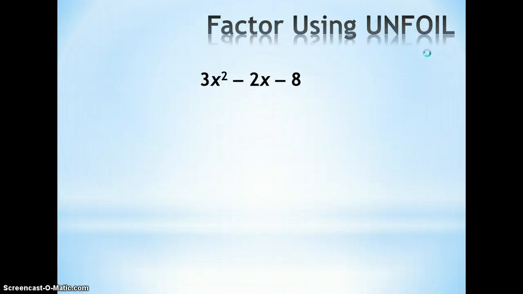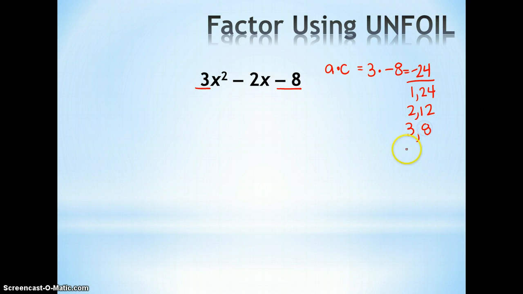So here's a second problem that I'm going to start for you, but I'm not going to finish. Remember, our first step is we want to take the a value times the c value. So 3 times negative 8 gives you negative 24. And so we're looking for factors of negative 24. You need to pay attention to the signs, because if we have a negative number, we want one number to be positive and one number to be negative. When we're listing our factors, we don't know which one's going to be negative and which is going to be positive right now, but we're going to choose which set could add to be negative 2.